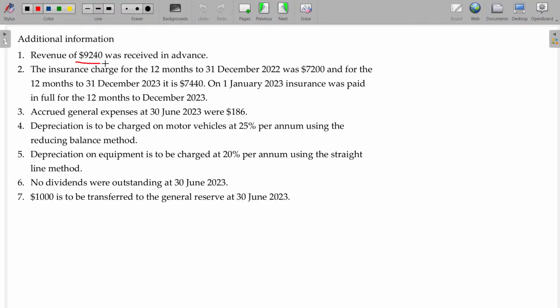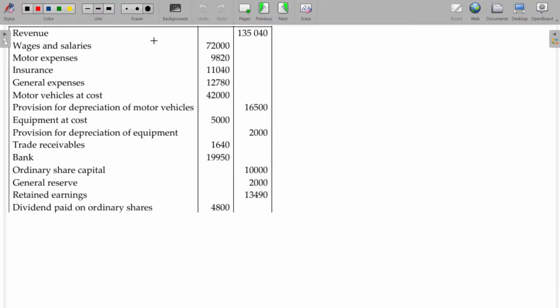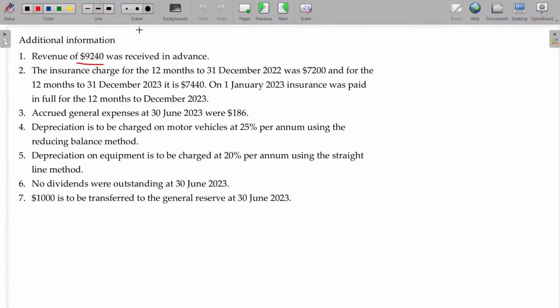Revenue being this much, 9,240 was received in advance. Advance means it should be subtracted from the original value received, and this will be your liability, current liabilities too. Insurance charges for the 12 months to 31st December 22 was 7,200, and for the 12 months to 31st December 2023 it is 7,440. On 1st January 23, insurance was paid in full for the 12 months period.